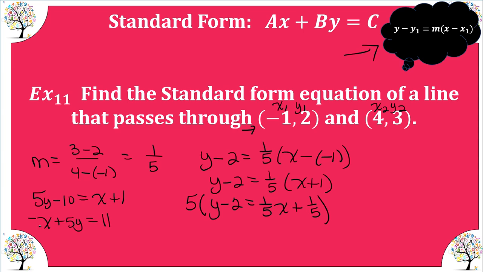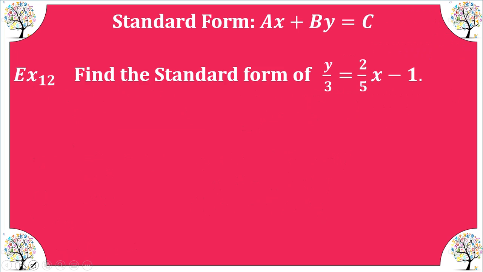My a is -1 and my b is 5, which are integers. Now, some folks request that your leading coefficient be positive. If that's the case, we're going to negate every term and create an equivalent equation. Both of these are equivalent. Both are in standard form for the line that passes through -1, 2 and 4, 3.